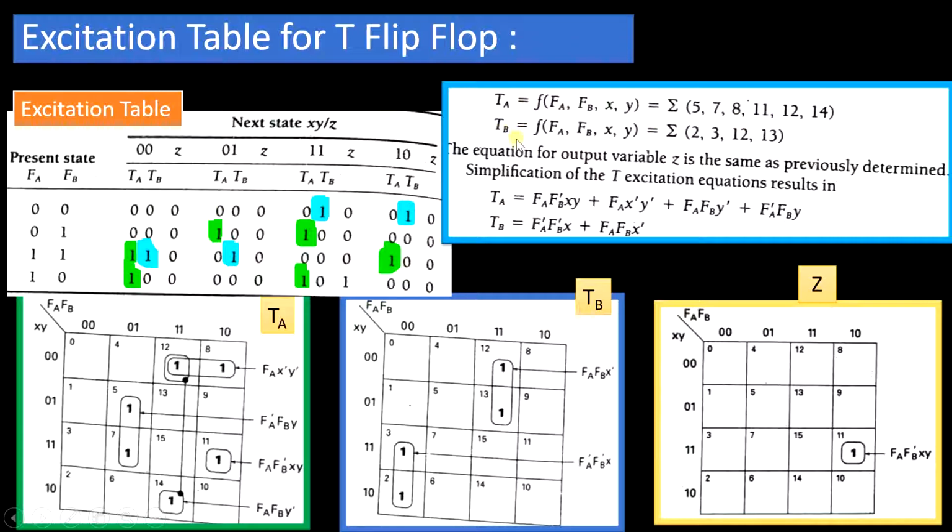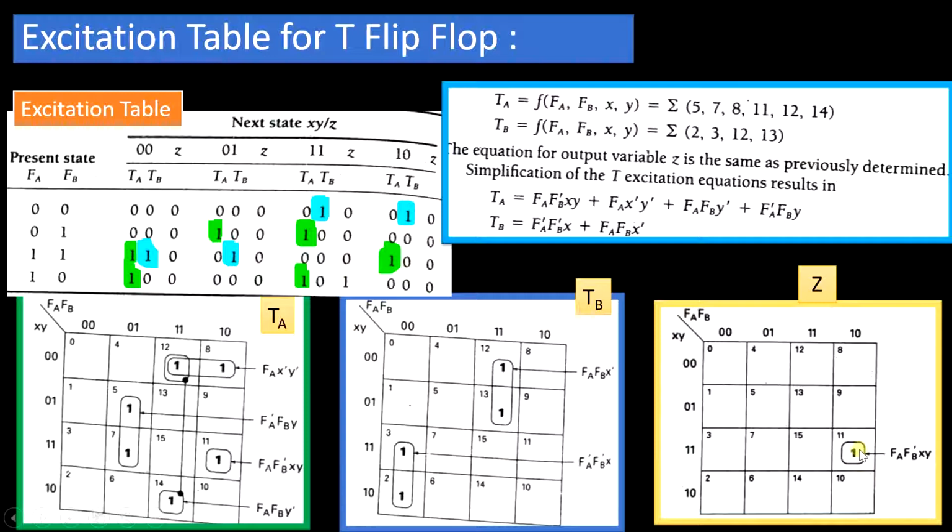To write the expression for TB, I need to look into the ones that are highlighted in blue color, and I obtain it as minterm 2, 3, 12 and 13. Now try to map this onto the Karnaugh map, again considering FA to be the MSB and Y to be the LSB, and after mapping and grouping you obtain the expressions for TA, TB and the variable Z. So this variable Z will be the same throughout.